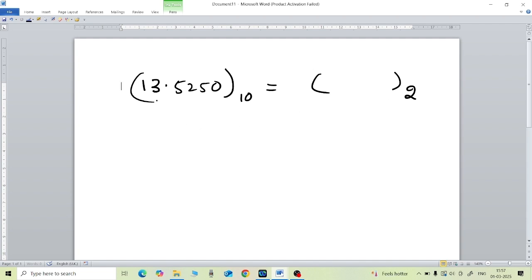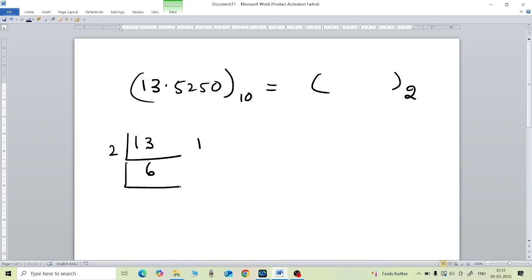We know how to convert the integer portion into binary, and also we know how to convert the fractional portion to binary. So first take the integer portion, that is 13. Here we have to divide continuously by 2, record the remainders, and go through this procedure until we get the quotient as 0. Then take the remainders bottom to top. So divided by 2, it will go 6 times, and the remainder is 1.